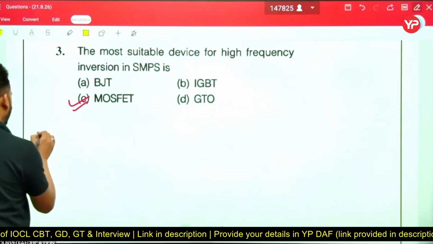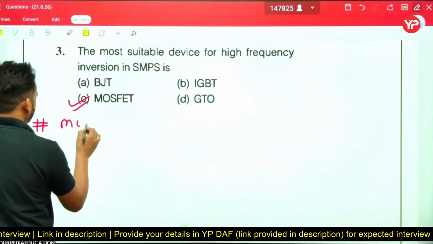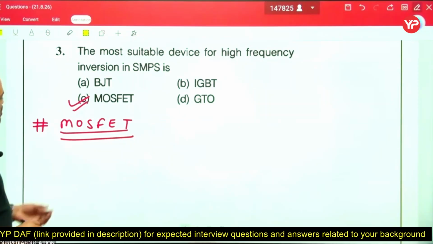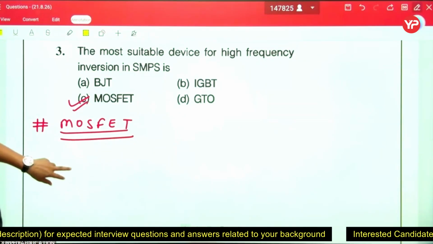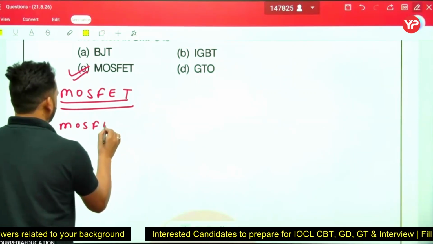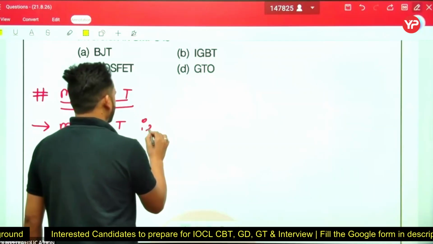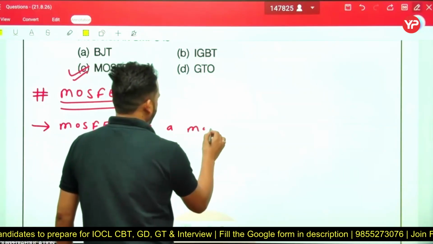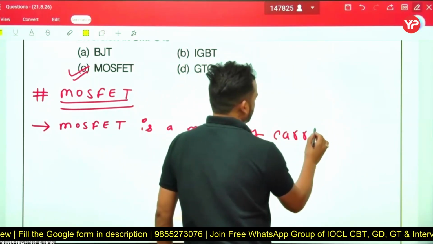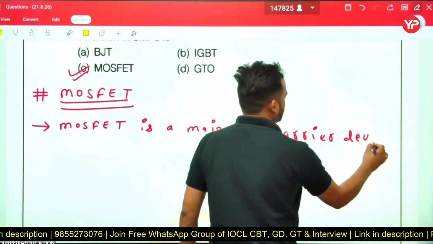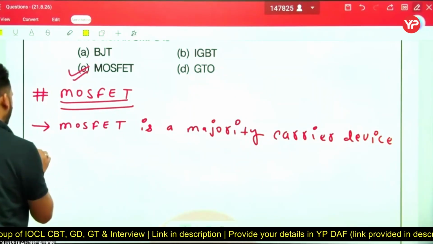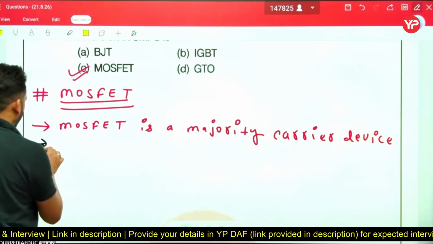Now, here we discuss some important things related to MOSFET. Metal oxide semiconductor field effect transistor, this is the full form. MOSFET is a majority carrier device.